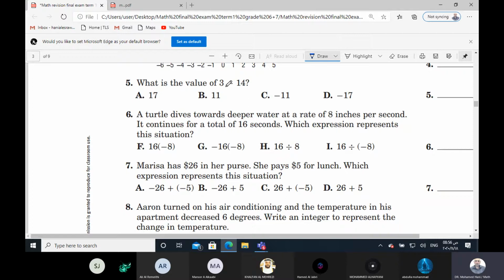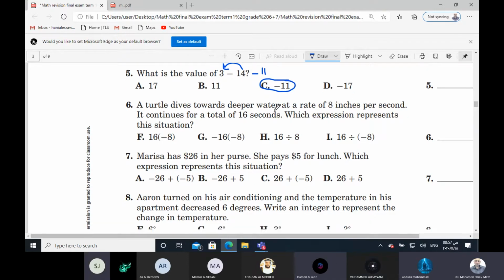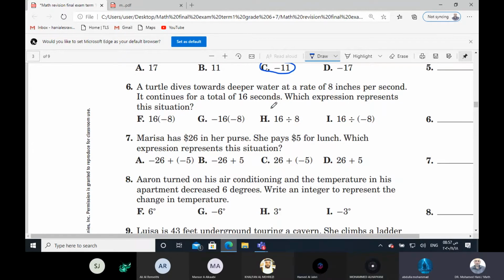What is the value of 3 minus 14? 3 is positive and minus 14 is negative. The rule says when you add different signs in integers, take the sign of the bigger number, then do subtraction between them. 14 minus 3 will be 11. So the answer will be minus 11.